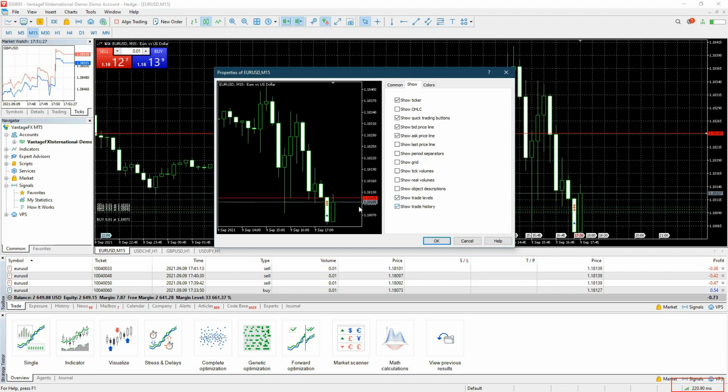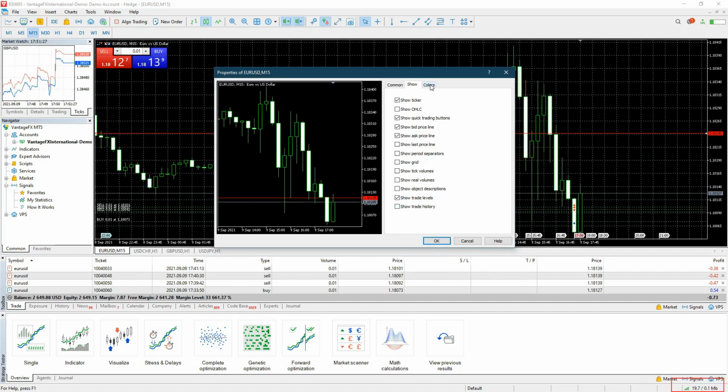Then trade history. Now you see these arrows I have here. This is what we call the trade history. It shows you your previous trades, exactly where you bought and where you sold. So that's what you're having here. You may not want to see it, so I'll just take that out.